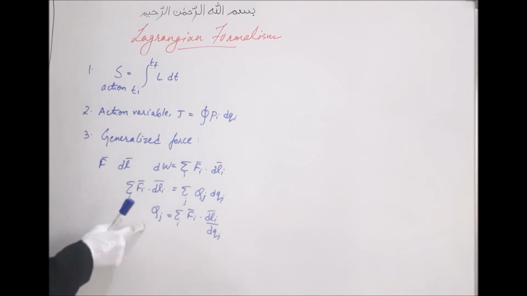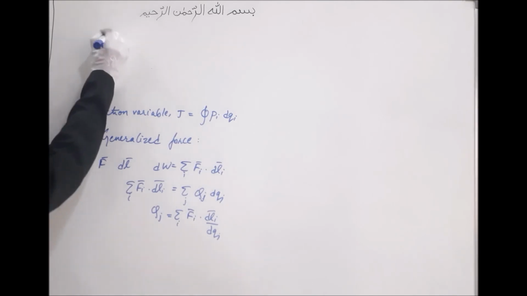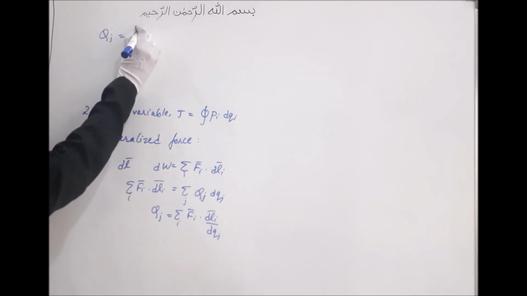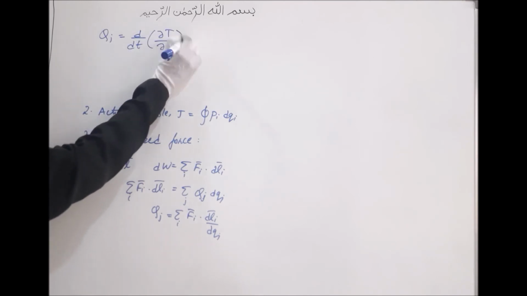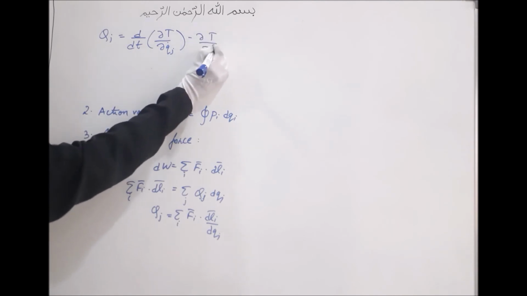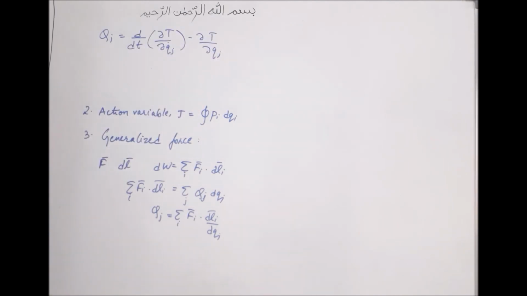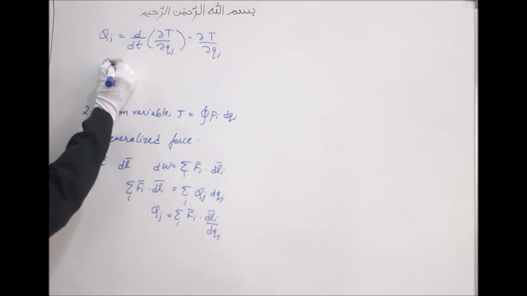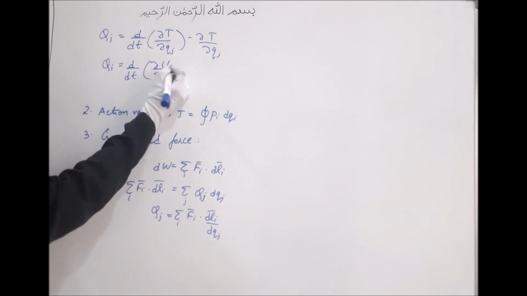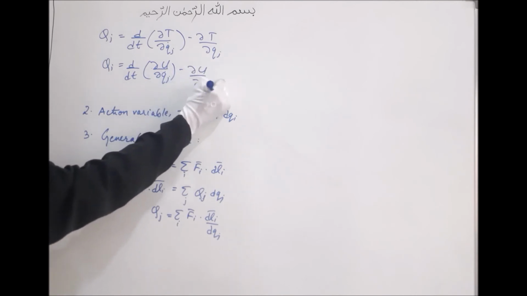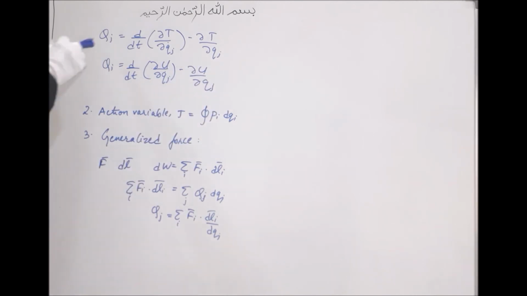We can write this Qj and relate it with kinetic energy T also, as Qj will be equal to d by dt of del T upon del qj dot minus del T upon del qj, where T is the kinetic energy of the system. In terms of generalized potential, we can write this as d by dt of del U upon del qj dot minus del U upon del qj. You can use this equation when the potential is not known but force is given.